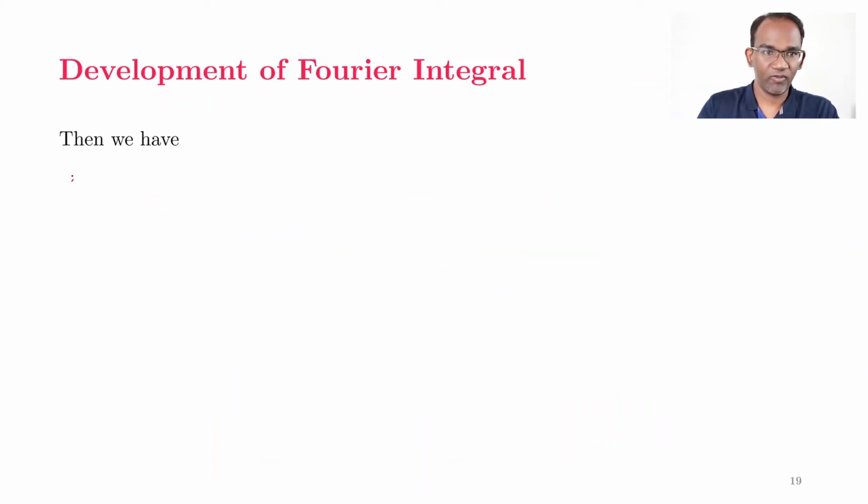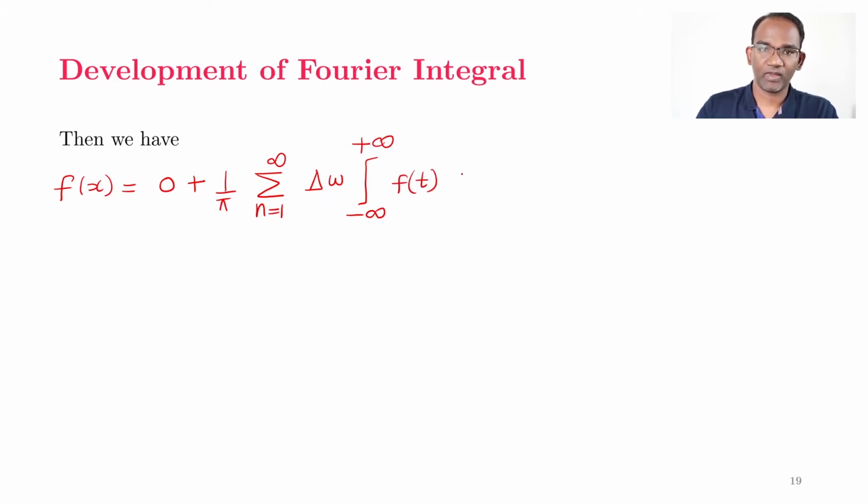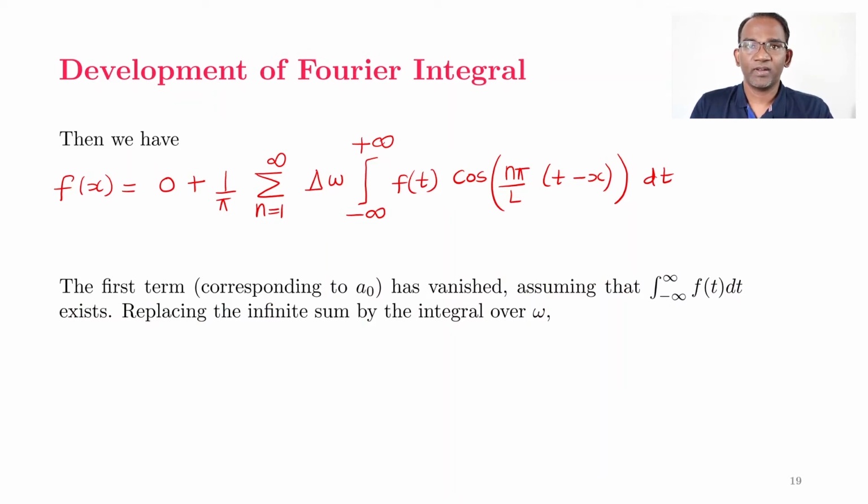And in that case, we have f(x) equal to 0 plus 1 over pi sum over n equal to 1 to infinity delta omega integral from minus infinity to plus infinity f(t) cos of (n pi divided by l)(t minus x) dt. The first term, corresponding to a0, has vanished, assuming that the integral from minus infinity to plus infinity of f(t) dt exists.